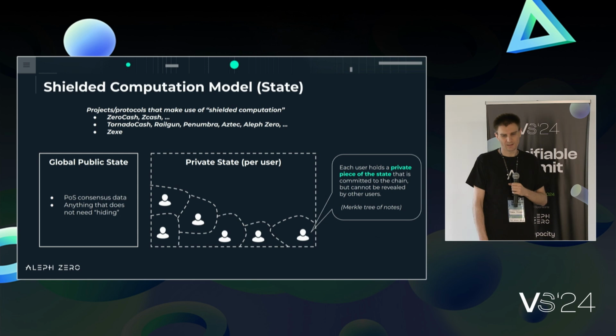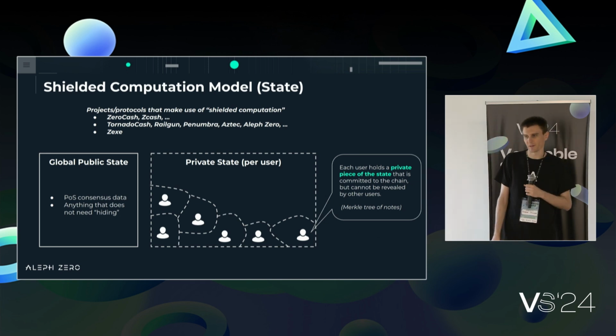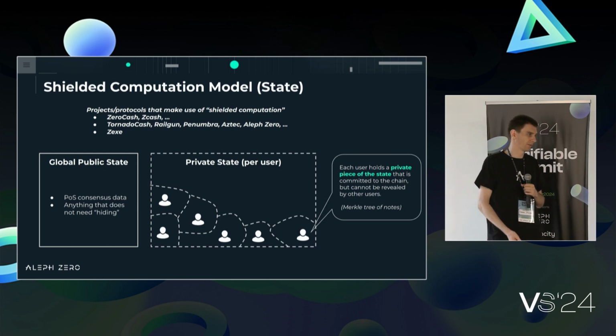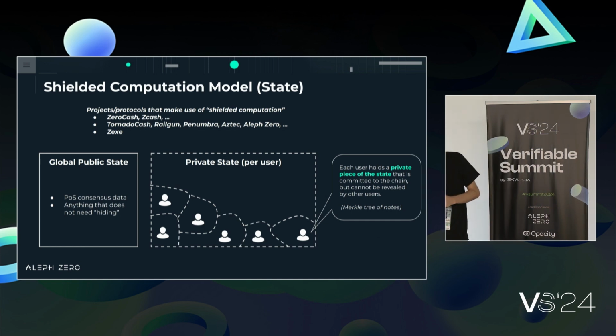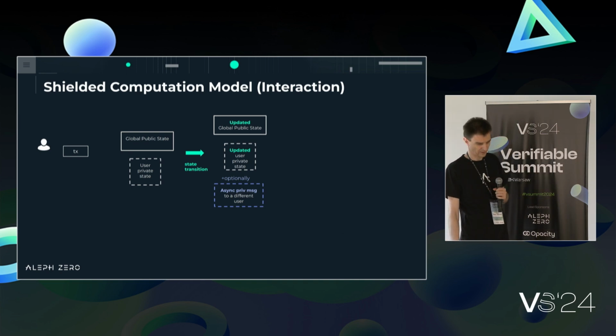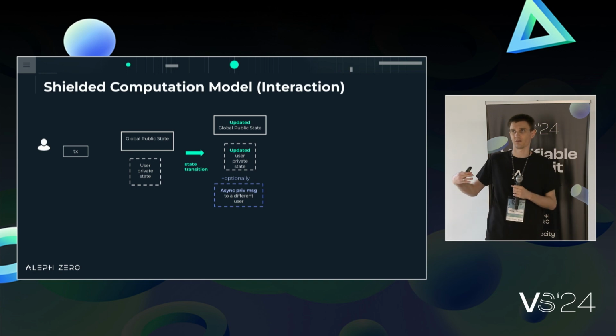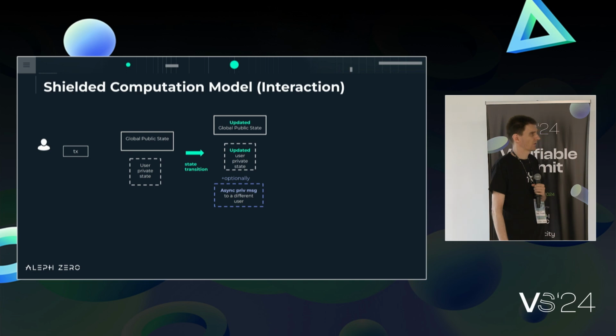So technically, the state in this region is committed to the chain, but not in the public, not in the plain, but as some kind of a cryptographic commitment that only the user can then reveal or decode. Okay, so this is how you should think about the state. The more complex thing is how the interactions work. So the interactions, meaning what happens when sending transactions, when interacting with this state. So here is roughly how it works.